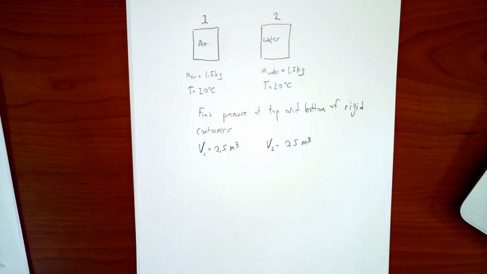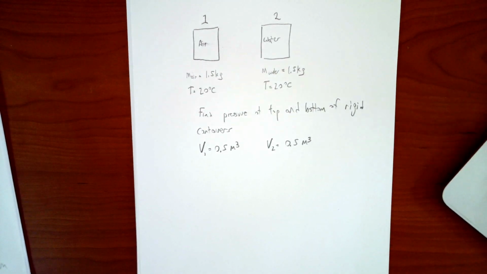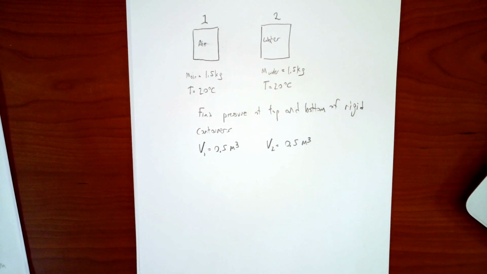Okay, so now we're going to try to solve this problem, the question where we have these two rigid containers. They're both of equal volume of 0.5 meters cubed each, and one contains 1.5 kilograms of air at 20 degrees C, and one contains 1.5 kilograms of water at 20 degrees C. And as we said, air and water are both fluids, but that's not really relevant to this problem.